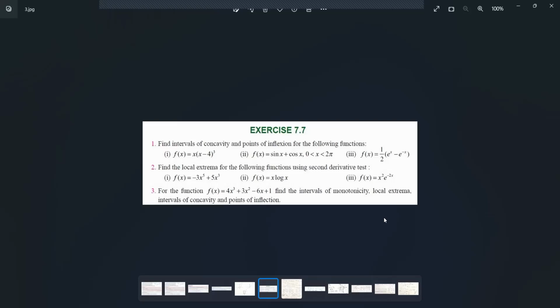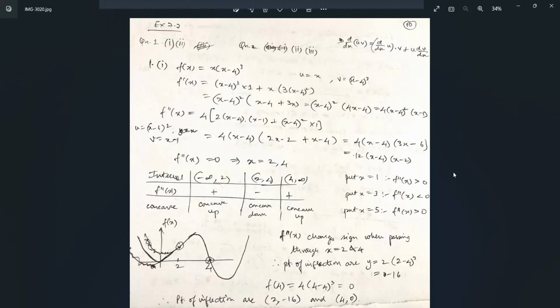So in 7.7, we'll be looking at subsection 1 and subsection 2, and then question number 2, subsection 2. So the first question is: find intervals of concavity and points of inflection for the following functions. The first function we have is f of x is equal to x into (x minus 4) cubed.